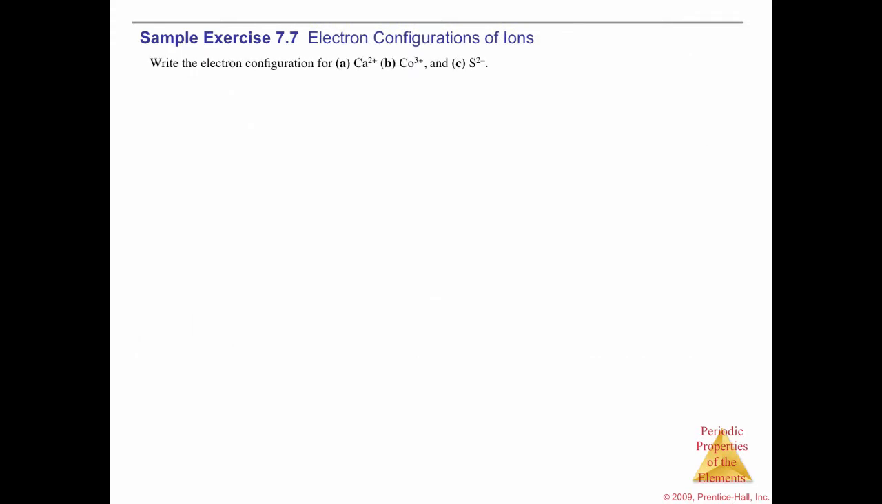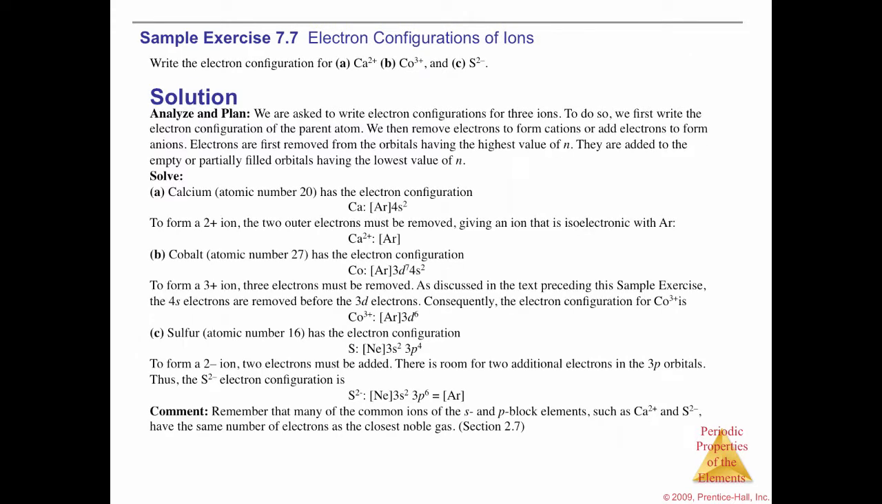Sample exercise 7.7, electron configurations of ions. Write the electron configuration for a calcium cation, a cobalt cation, and a sulfur anion. We are asked to write the electron configurations for 3 ions. To do so, we first write the electron configuration of the parent atom. We then remove electrons to form cations or add electrons to form anions.